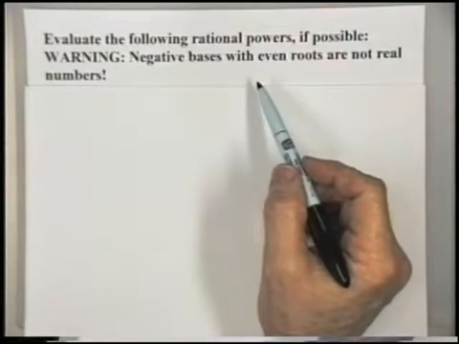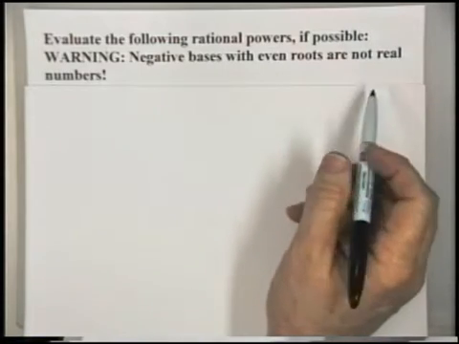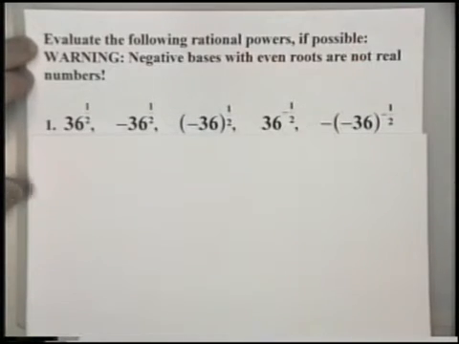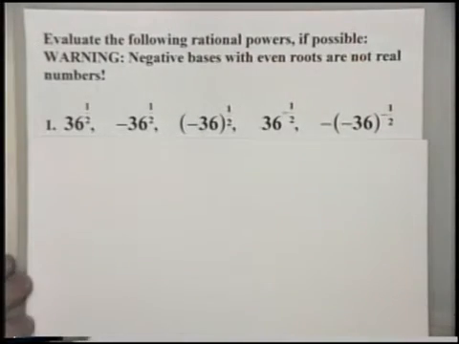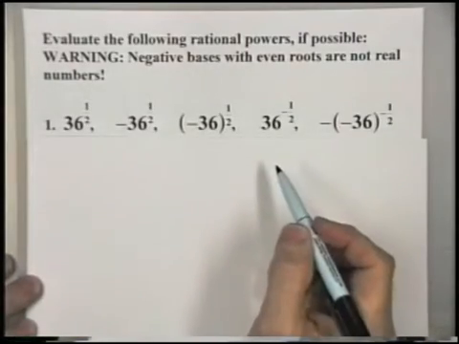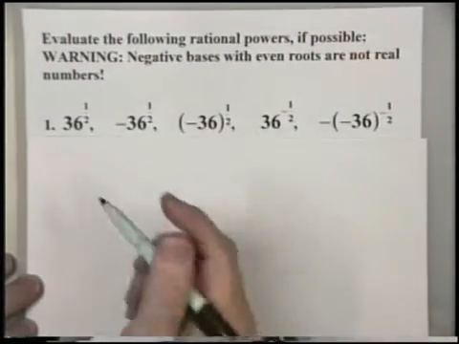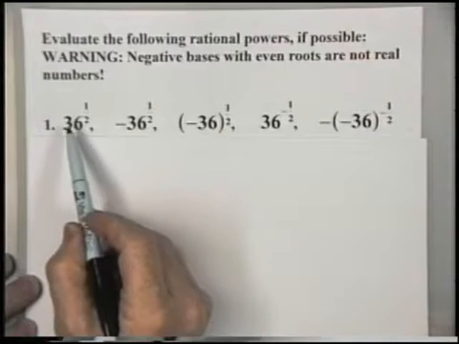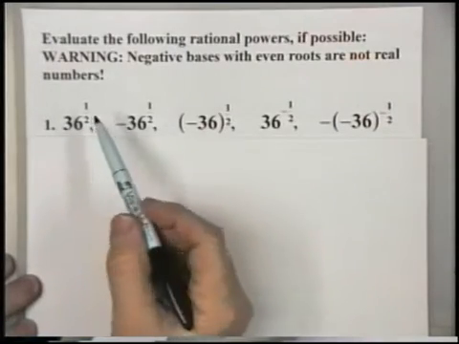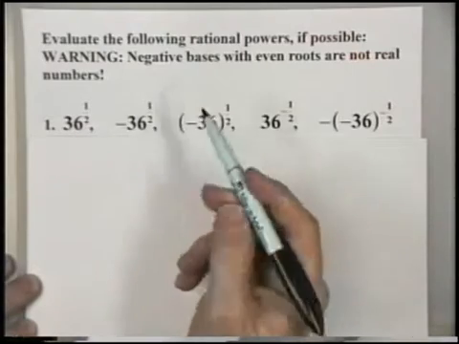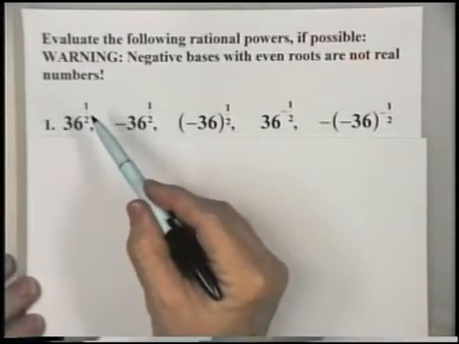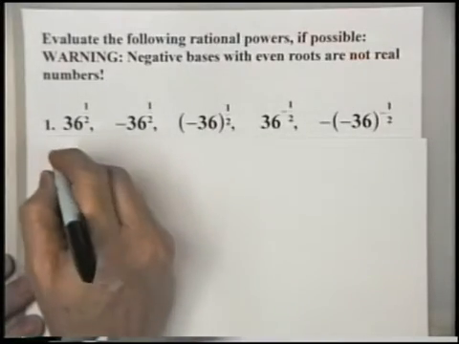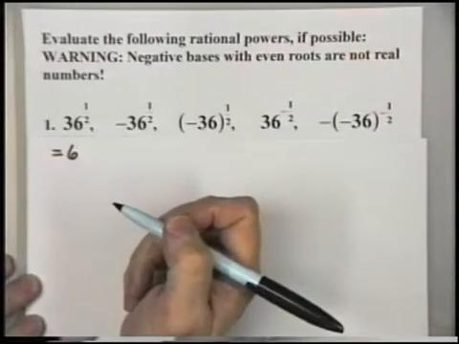Again, I just threw in a warning here. Keep in mind that negative bases with even roots are not real numbers. And just to confuse the matter a little bit, maybe, I threw in on number 1 here a whole bunch that look a whole lot the same. But I think we can recognize the difference here. 36 to the 1/2 power, or the second root, or the square root of 36, the unique positive real number whose square is 36. Everybody should say 6.